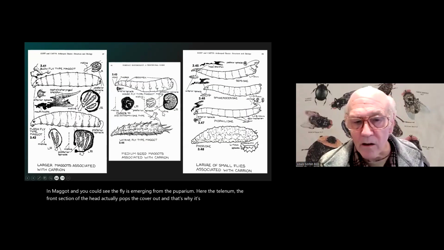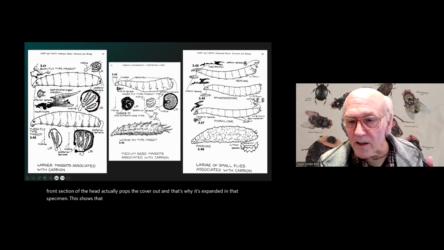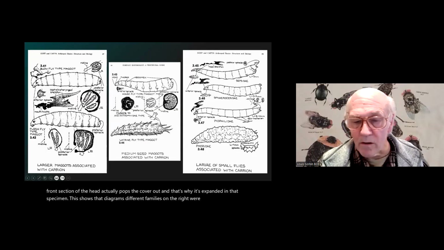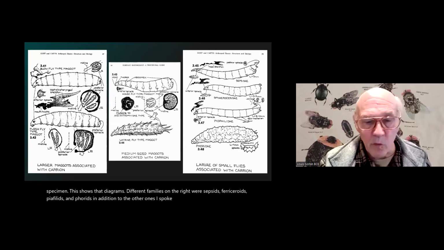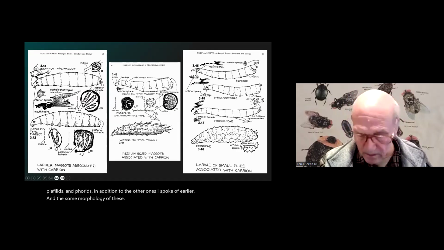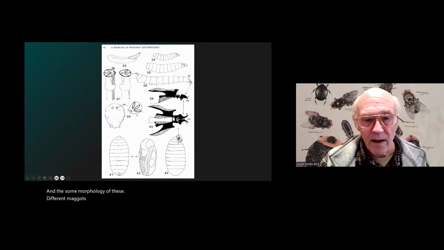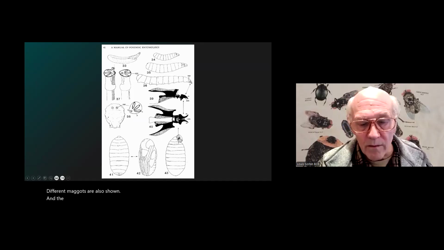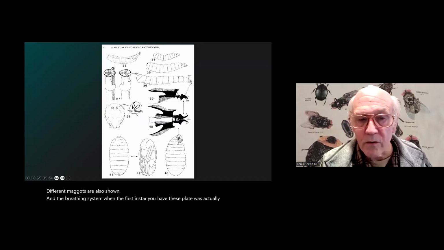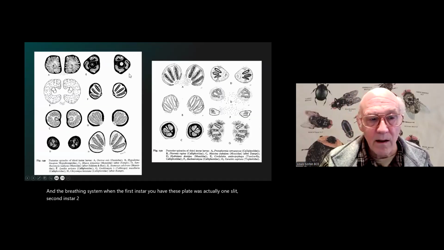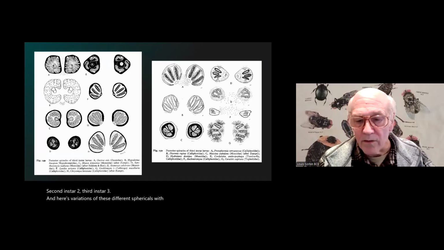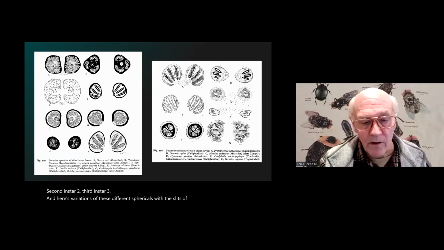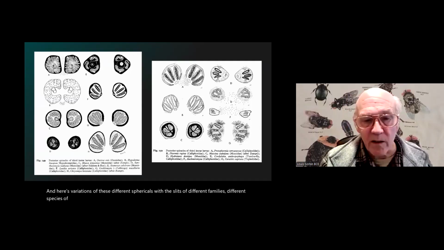specimen. This shows the diagrams, different families on the right with sepsids, sphaerocerids, piophilids, and phorids, in addition to the other ones I spoke of earlier, and some of the morphology of these different maggots is also shown. And the breathing system: in the first instar, you have this plate with one slit, second instar two, third instar three. And here are variations of these different spiracles with the slits of different families, different species of various flies. Very useful for determining the species.